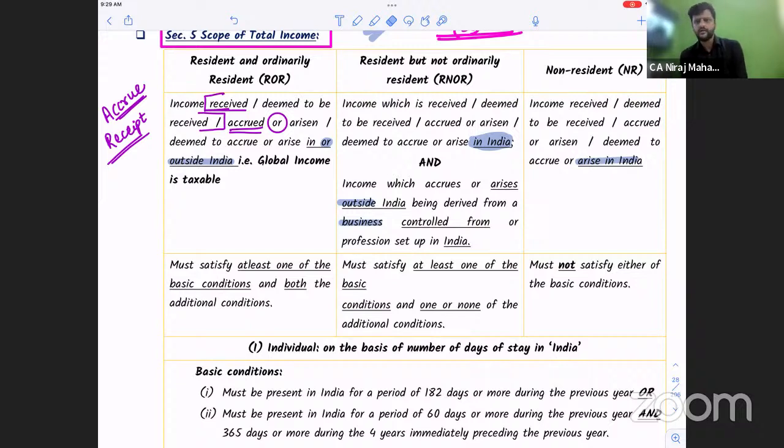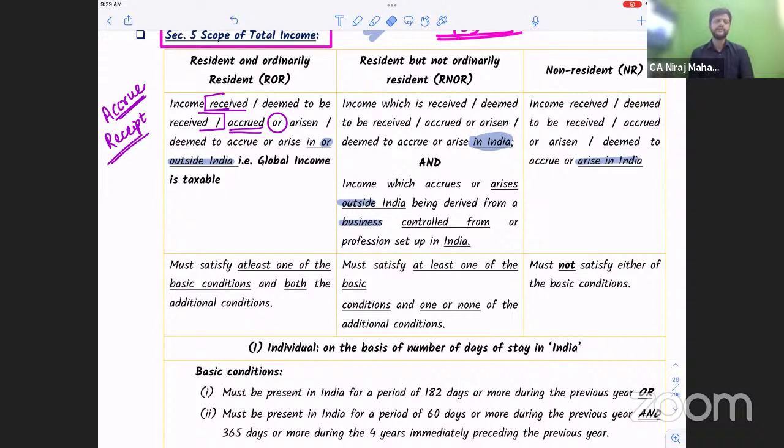Clear till here? For artificial persons, it depends on whether they are resident or non-resident. What do you think? It normally depends on where they are registered. If they are registered in India, we'll say these are resident. If they are registered outside India, we'll say no, they are not resident. Correct? The place of incorporation is the normal criterion for artificial persons.